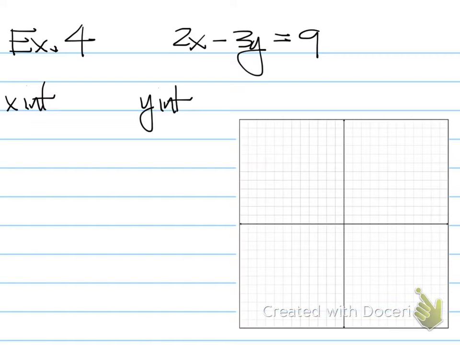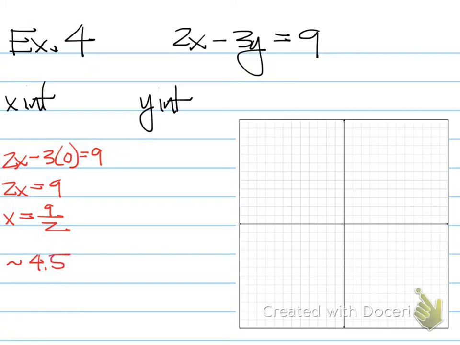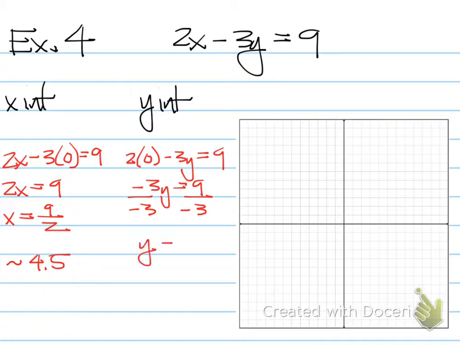Next example, same process. To find the x-intercept, plug in 0 for y, solve for x. You get 2x equals 9, divide both sides by 2. X equals 9 over 2, which is between 4 and 5. So when we go to graph the x-intercept, we should be plotting a point between 4 and 5 on the x-axis. For the y-intercept, we're going to plug in 0 for x, solve for y. We get negative 3y equals 9, divide both sides by negative 3, y equals negative 3.